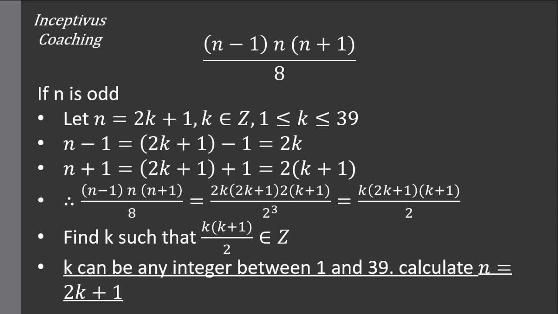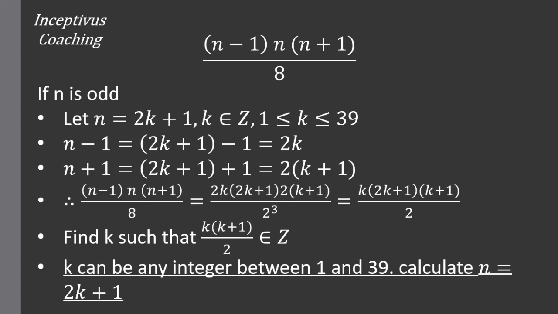Now let's consider the case when n is odd, and we know that we can write any odd number in the form of 2k plus 1, where k is an integer. The reason is 2k will always be an even number, and if you add 1 to it, the result is going to be an odd number. Accordingly, we'll set k to be between 1 and 39, such that n will be between 2 and 80.